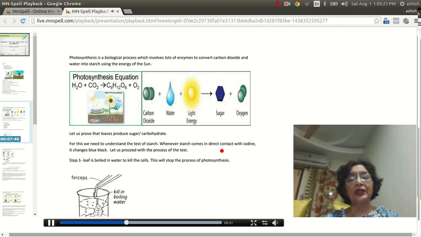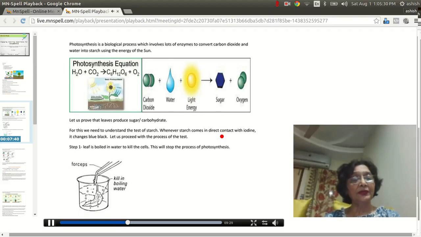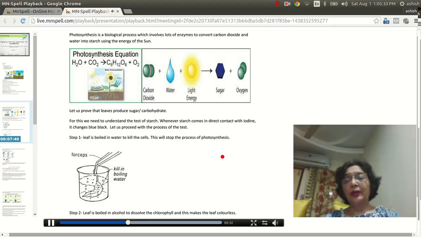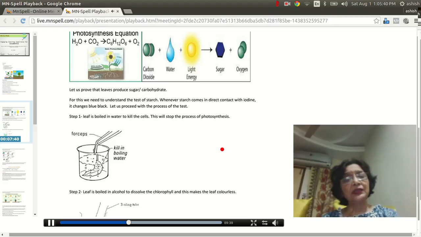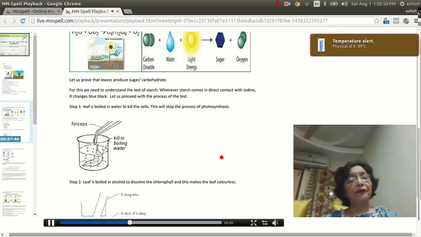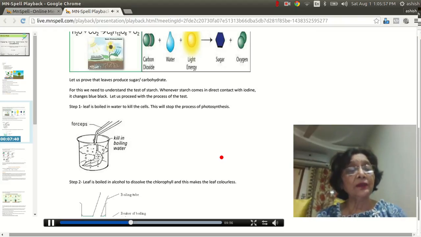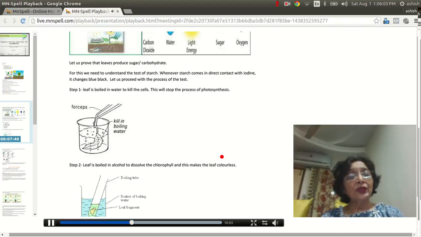Every step of the chemical reaction involves enzymes. No reaction in a living body takes place without enzymes. Remember that. Now I'm going to prove that it is really sugar or carbohydrate which is produced as a result of photosynthesis. So for this we need to understand a test for starch. One fact we have to know is that whenever starch comes in direct contact with iodine, it changes blue-black.